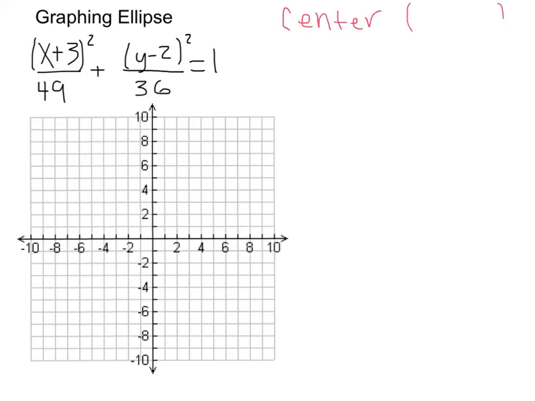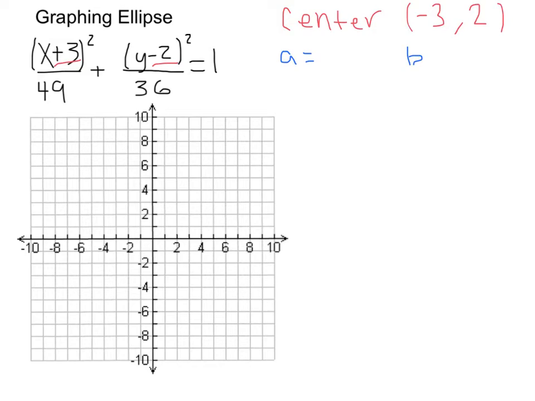The coordinates of the center are going to be the opposite of the x and y terms on the inside of the parentheses. So we have -3 for our x coordinate, +2 for our y coordinate. And then after that, we need to find the a and b values. These are going to help us identify the length of our major axis, and it's going to help us draw the shape of our ellipse.